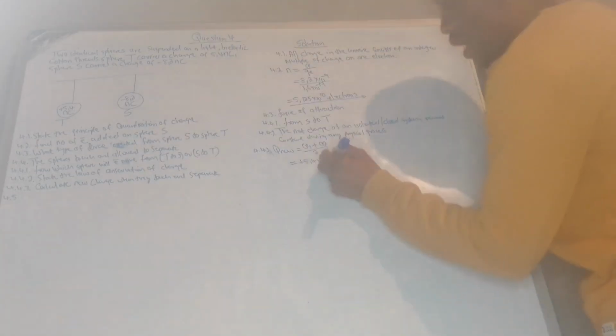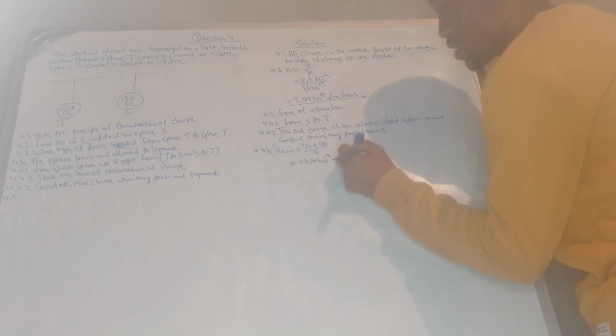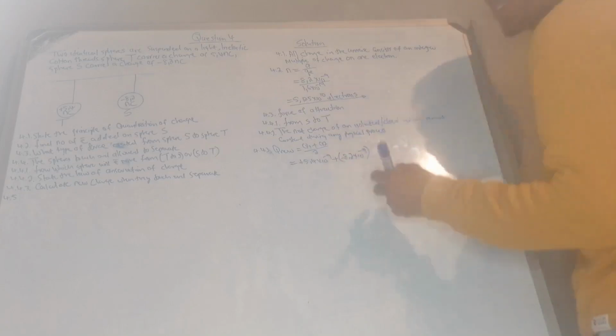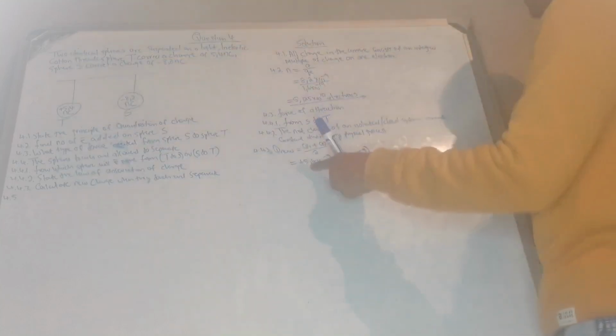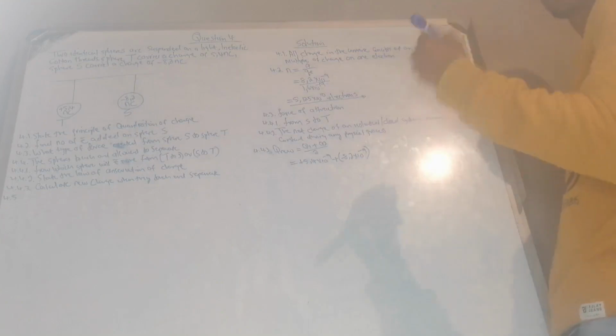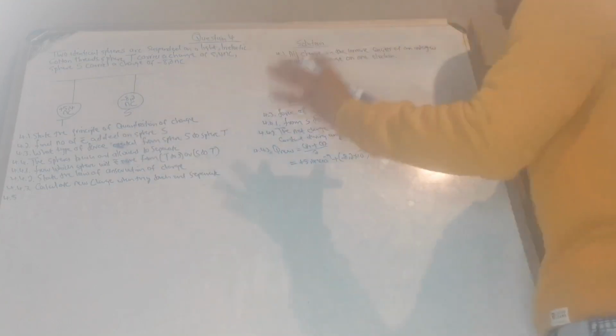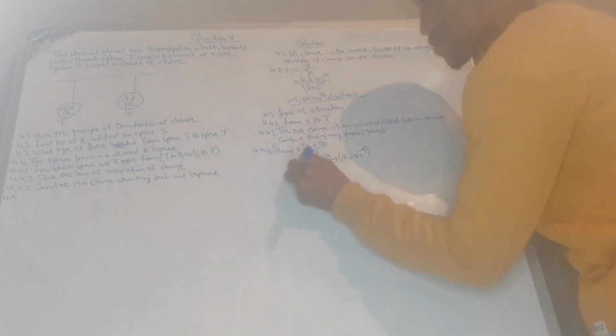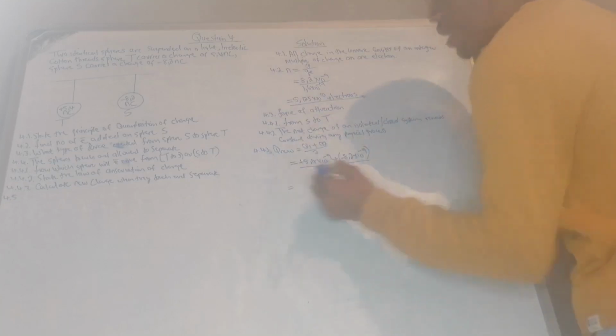Why positive? We take the charges the way they are. If it is negative, we take it as negative; if it is positive, we take it as positive. Negative 8.2 times 10 to the minus 9. How do we calculate the new charge? We take the charges the way they are.